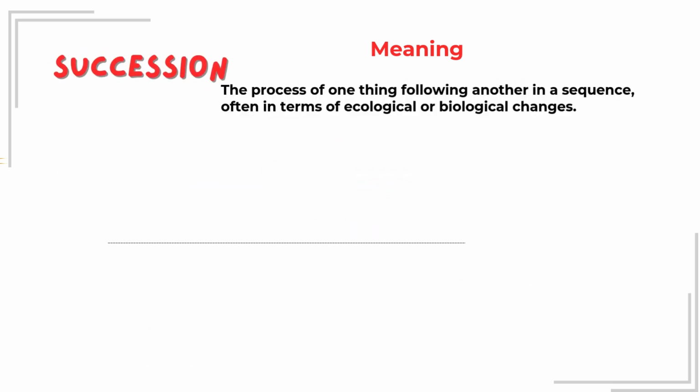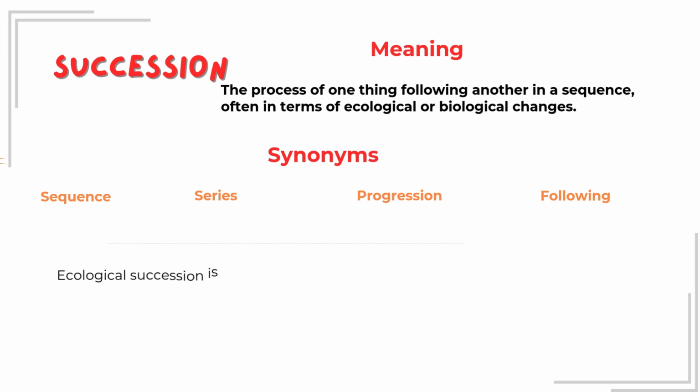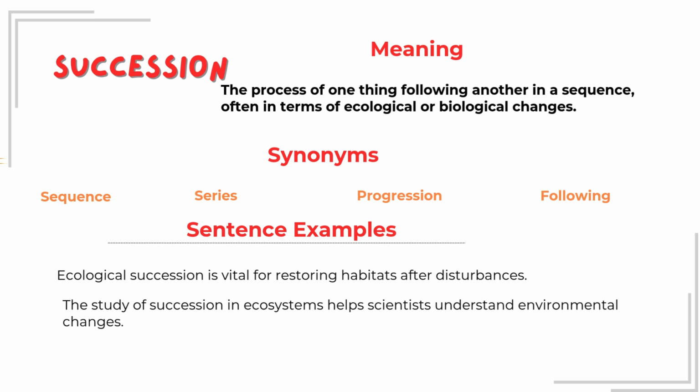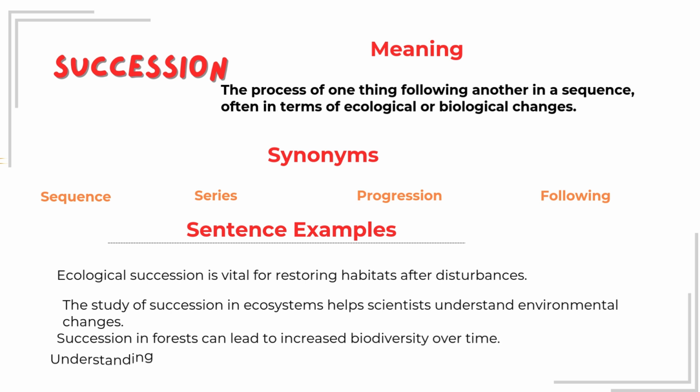Succession. The process of one thing following another in a sequence, often in terms of ecological or biological changes. Sequence. Series. Progression. Following. Ecological succession is vital for restoring habitats after disturbances. The study of succession in ecosystems helps scientists understand environmental changes. Succession in forests can lead to increased biodiversity over time.